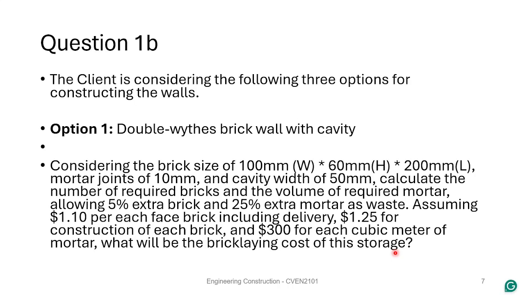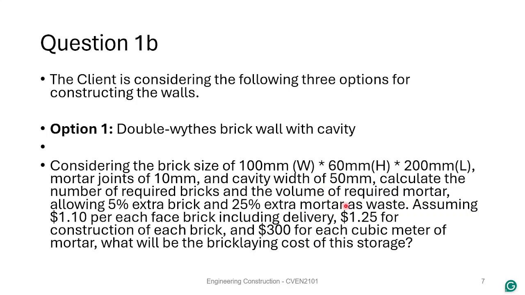So for the next question, question 1B asks about the walls. We've done the floor, now we're looking at the walls. We're given 3 options for the walls. One is a double wide brick wall with cavity, which is 2 layers of brick with an air cavity in between. Option 2, I believe, is a concrete wall, and option 3 is something called a Dinser wall. I'll go through each option one at a time.